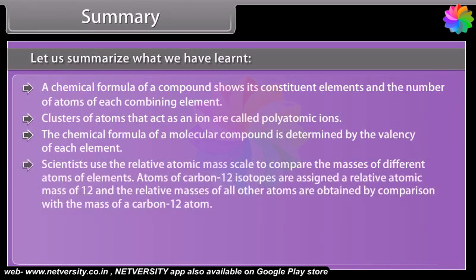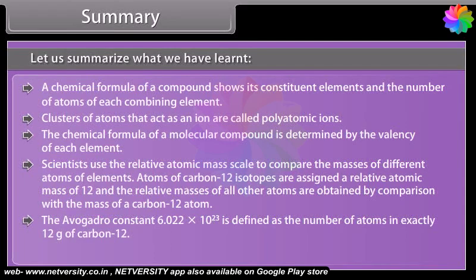Scientists use the relative atomic mass scale to compare the masses of different atoms of elements. Atoms of carbon-12 isotopes are assigned a relative atomic mass of 12, and the relative masses of all other atoms are obtained by comparison with the mass of a carbon-12 atom. The Avogadro constant, 6.022 times 10 raised to the power 23, is defined as the number of atoms in exactly 12 gram of carbon-12. Mass of 1 mole of a substance is called its molar mass.